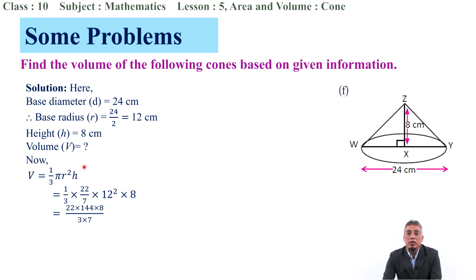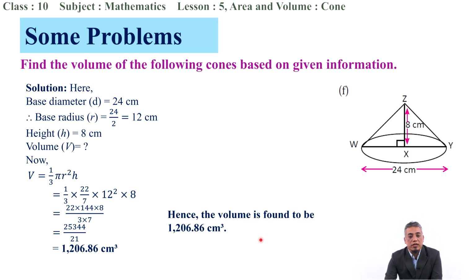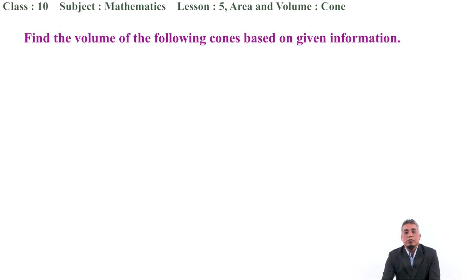So we calculate all the values. We multiply all the numerators: this is 22 here, 12 squared is 144, and this is 8, and the denominators we also multiply, 3 and 7 down here, and then we divide finally to get the answer, 1206.86 centimeter cube. Okay, so this is the volume. So next problem we take.